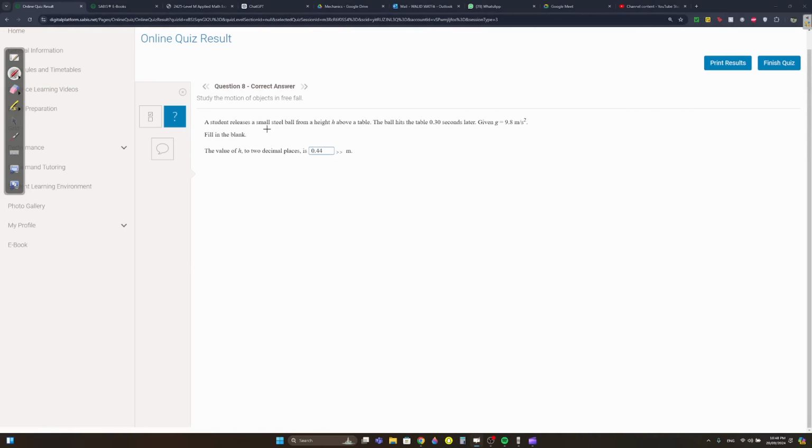Okay, a student releases a small steel ball from a height h above a table. The ball hits the table at 0.3 seconds, so t equals 0.3 seconds. g is 9.8. Since we're studying free fall, let's just keep it as g equals 9.8. In my notes, once I upload them, I wrote that y equals half gt squared plus ut plus y naught.